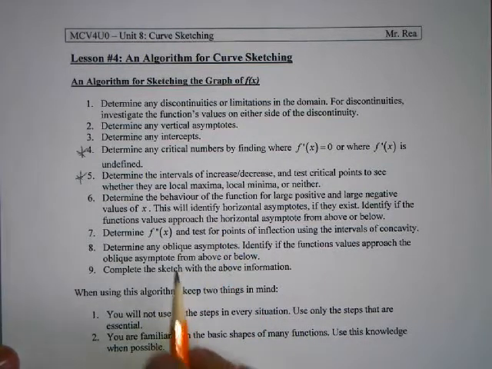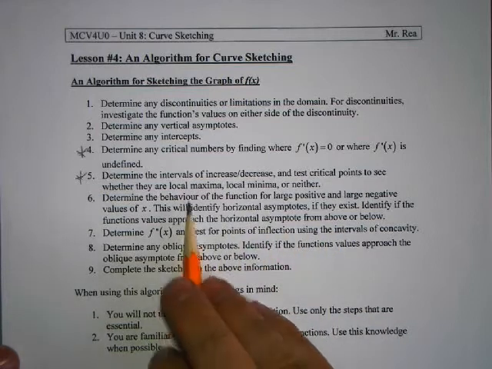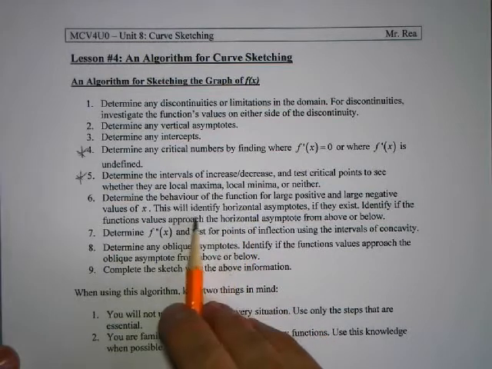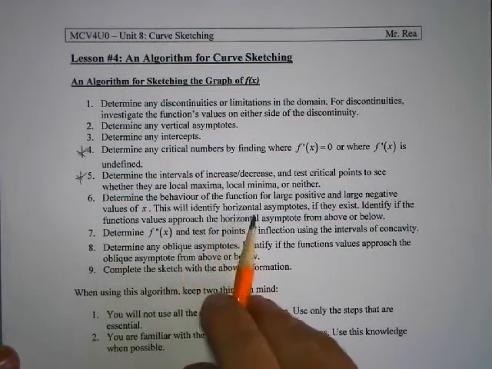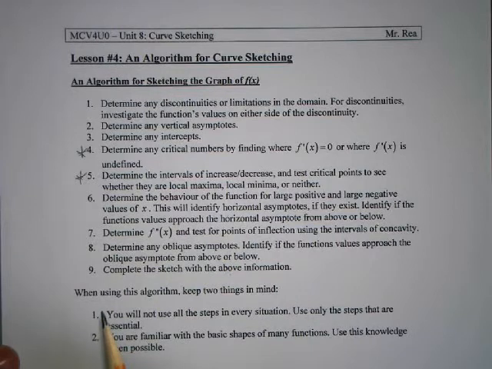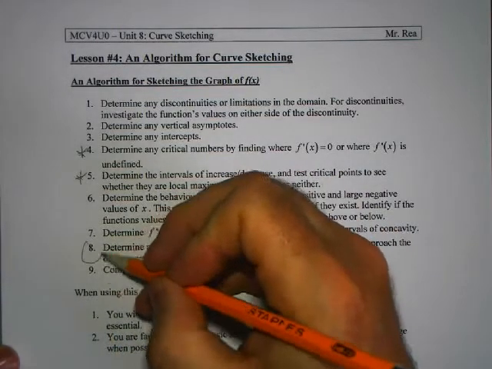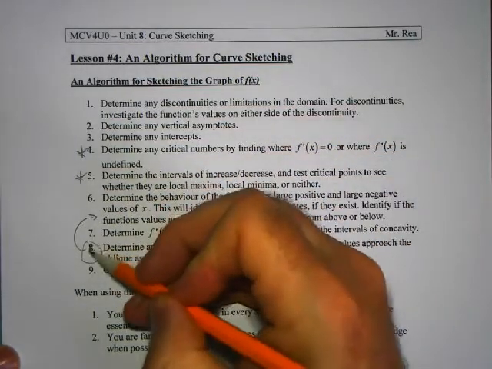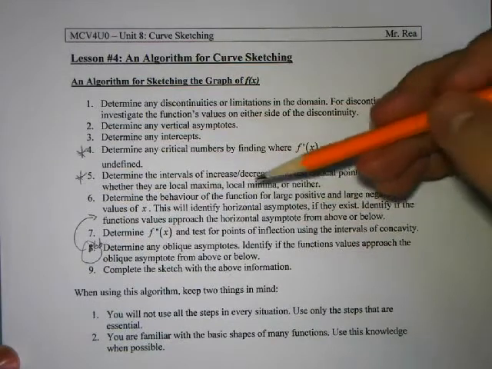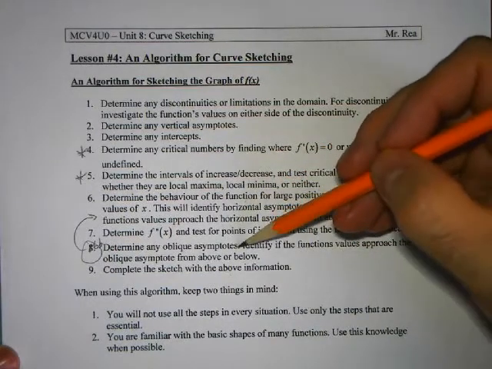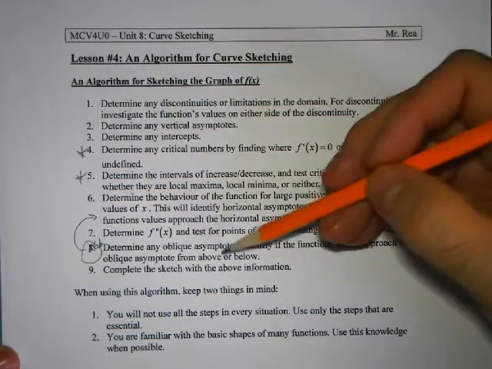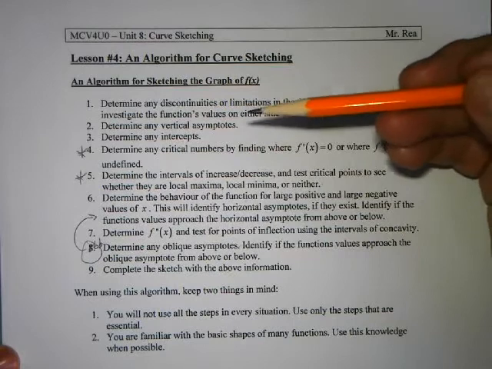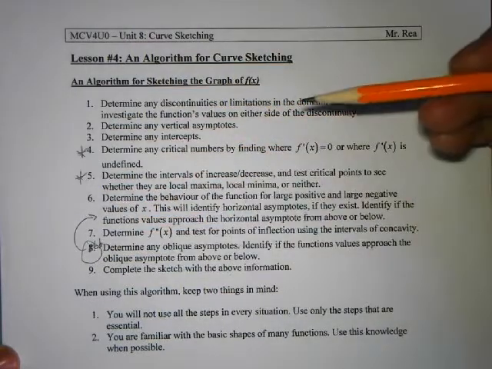Number 6 is basically the end behavior of the function, what's going on at the ends. That will identify horizontal asymptotes if they exist. I'm not sure why they separated this so much. This could be 6a or 6b, because you could have a horizontal asymptote or an oblique asymptote, depending on your equation. So it could be this, or this, or neither. These two probably should go together.